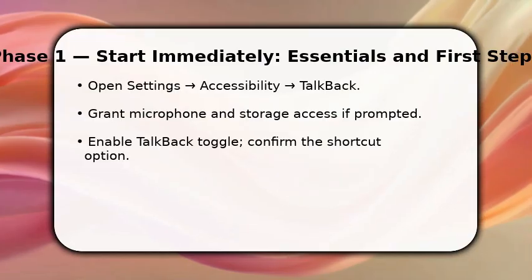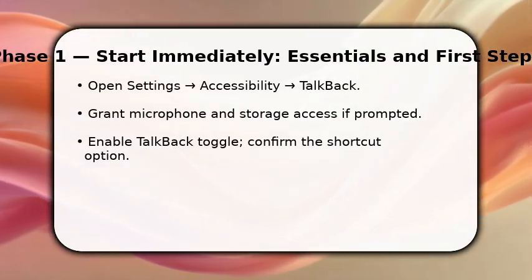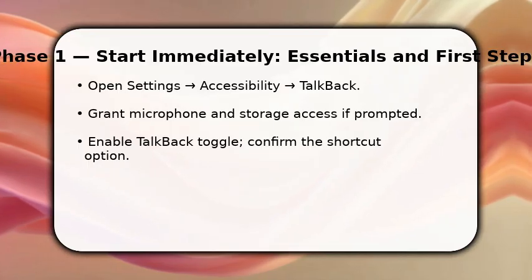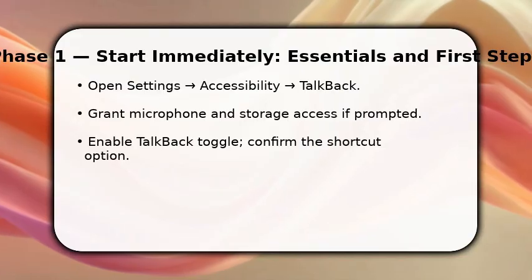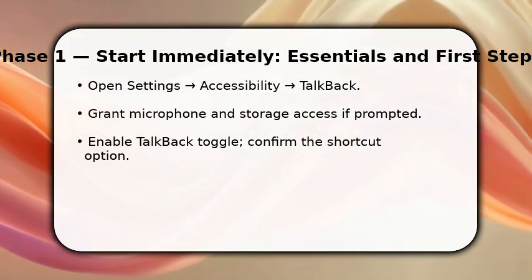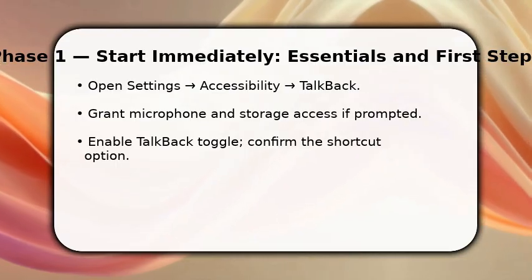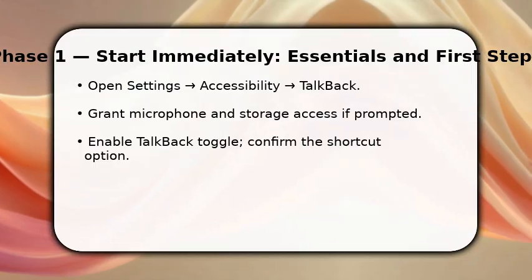You'll begin by turning Talkback on and granting necessary permissions so it can speak and respond. Open Settings, go to Accessibility, then select Talkback, enable the toggle now. When the system asks for microphone or storage access, allow it so gestures and contextual hints work. Make sure to accept the Talkback shortcut. This gives you quick on/off control.